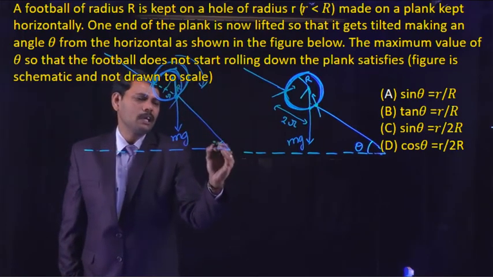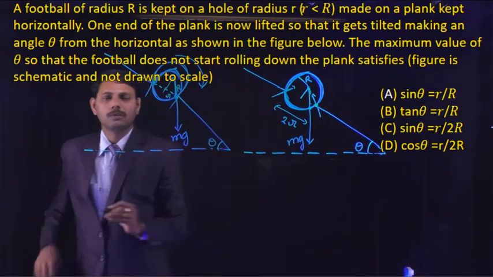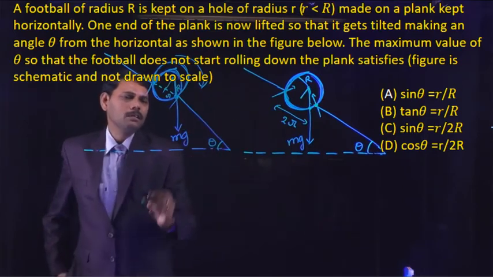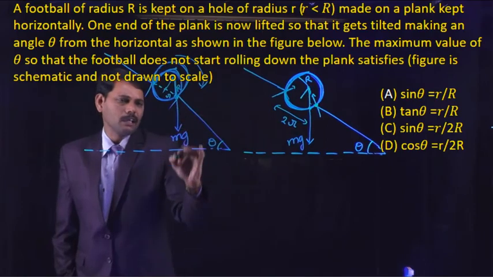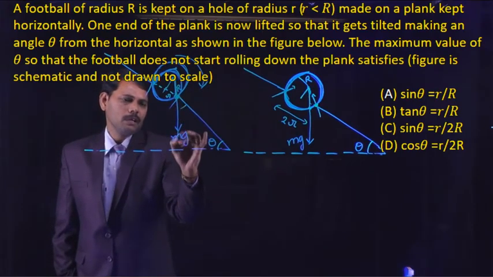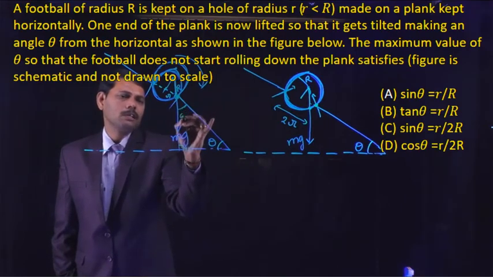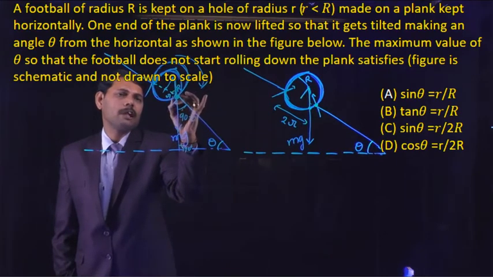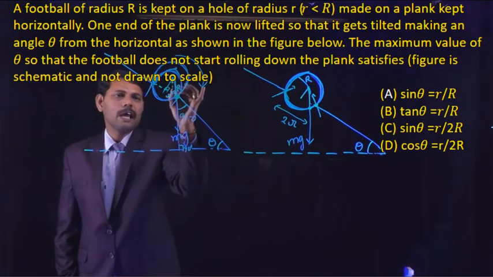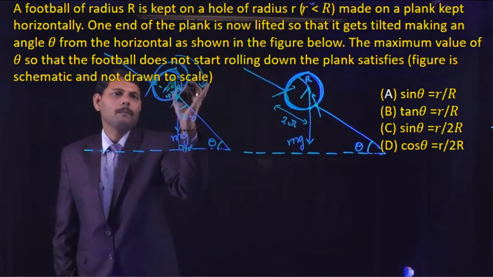If this is theta, up to which there is no tilting, beyond this angle it starts tilting. As weight is acting vertically down through this point of contact, this angle must be, because this is 90 degrees here, we say this is also 90 minus theta. This is also equal to 90 minus theta. Here we have a 90 degree angle. Therefore, this angle is also equal to theta.